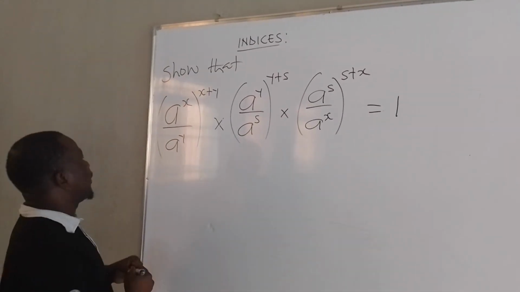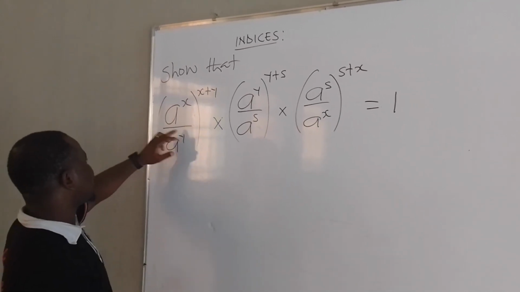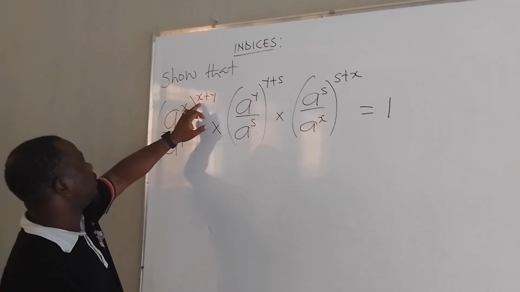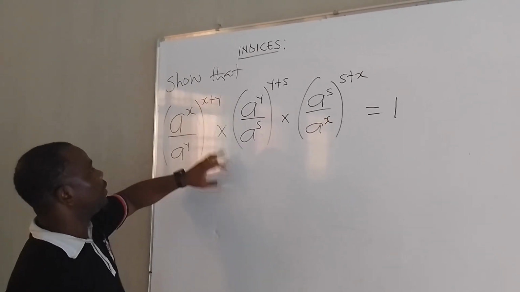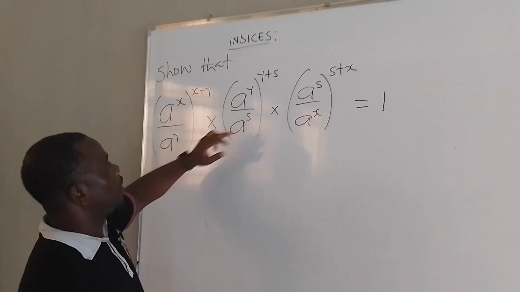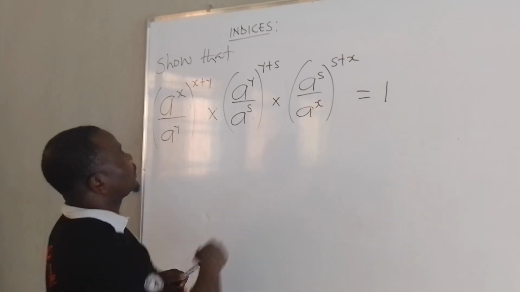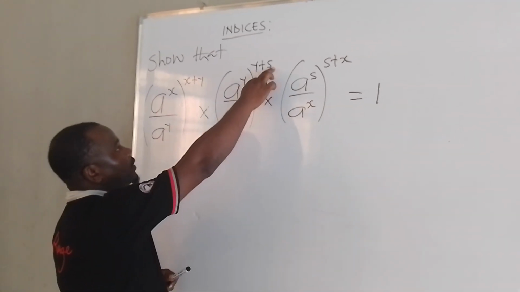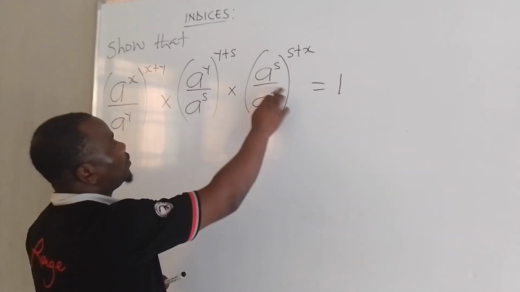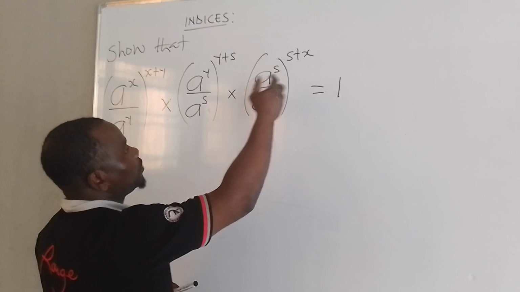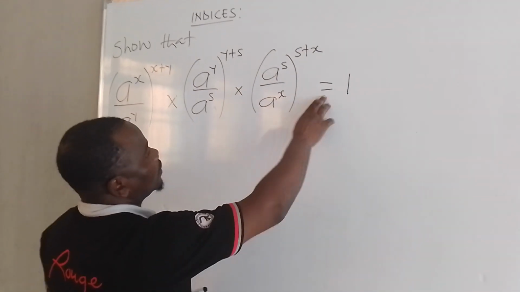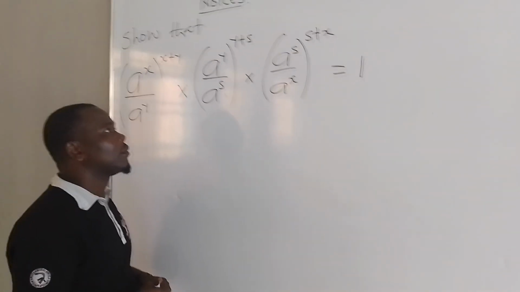Show that (a^x / a^y)^(x+y) times (a^y / a^s)... that is, open bracket a raised to power x all over a raised to power y close bracket raised to the power of x plus y, times open bracket a raised to power y all over a raised to power x close bracket raised to the power of y plus s, times open bracket a raised to power s all over a raised to power x close bracket raised to the power of s plus x, equals 1.